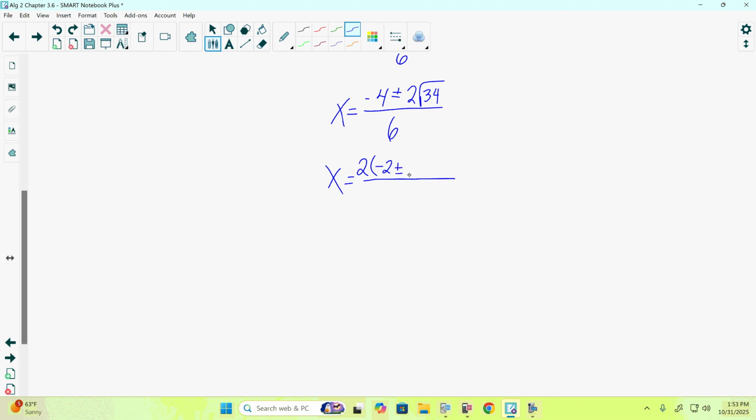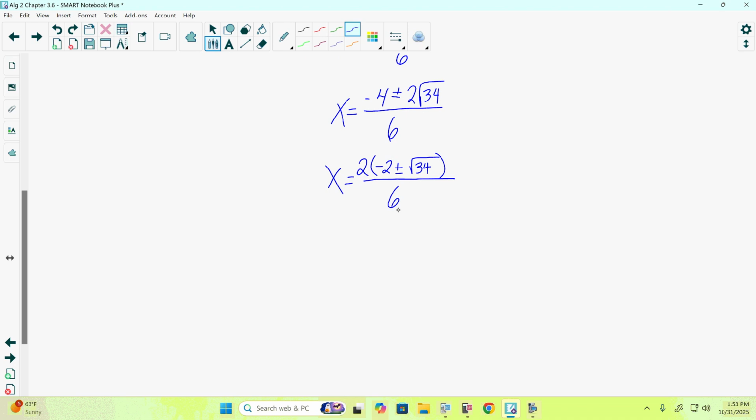If I divide the top 2 numbers by 2, negative 4 divided by 2 would give us negative 2 left inside. 2 square roots of 34 divided by 2 is just going to be the square root of 34, so it's left inside. We still have the plus or minus. On bottom, we have 6, because it hasn't changed. We just pulled the number out on top.